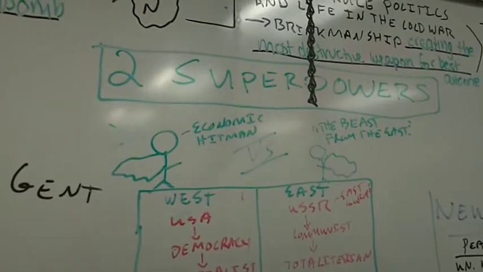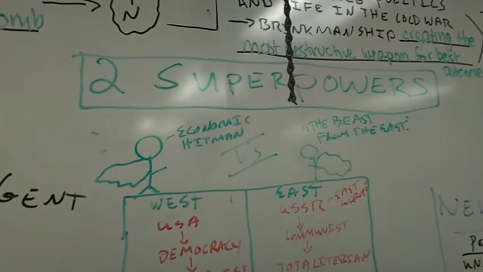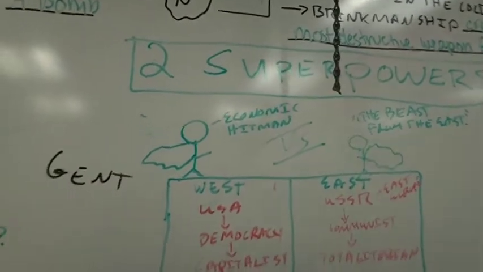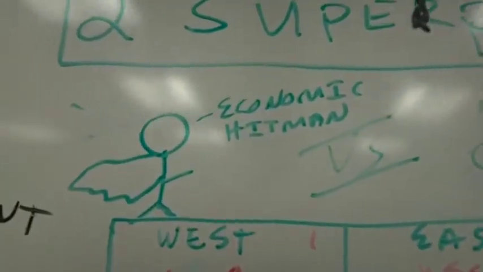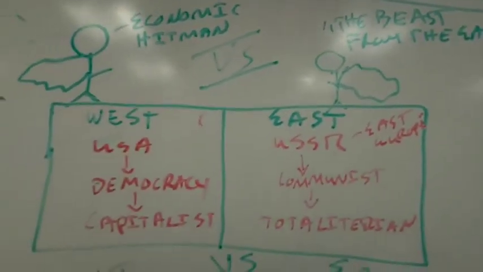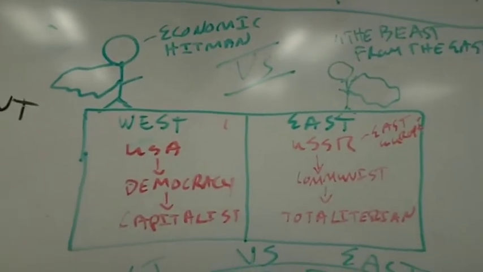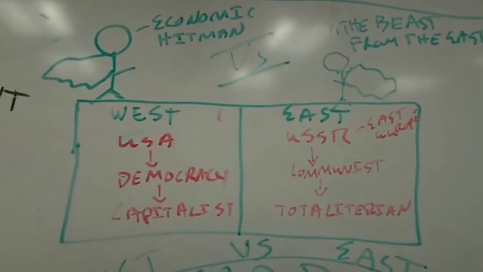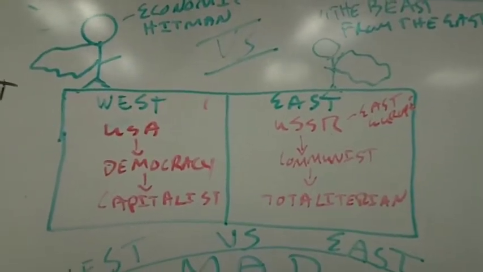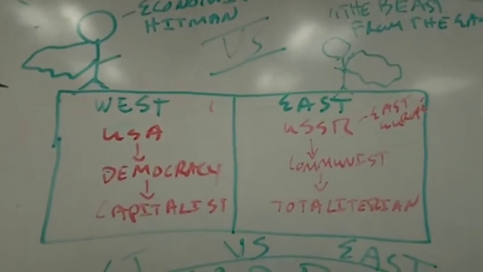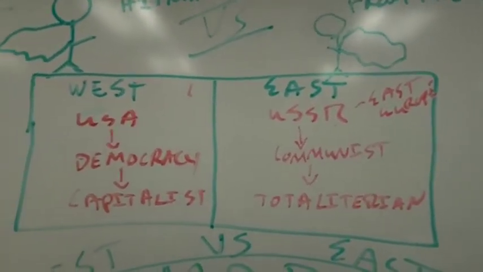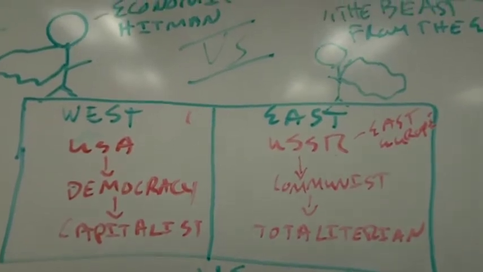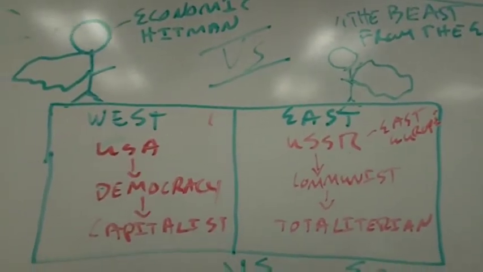From the very outset of this unit, what we've looked at is the concept of superpowers. And what is a superpower? On one side, you've got the economic hitman, the USA, and on the other side, you've got the Red Menace, the beast from the East. And look at these two systems. While the West is represented by the United States, they're democratic and capitalist. And facing off against them is this other system. In the East, in Russia, you've got the USSR. They're communist and they're totalitarian. They control every aspect of everyone's life that lives there.